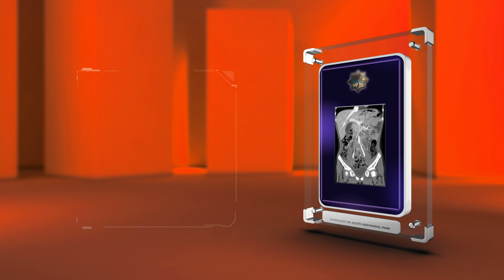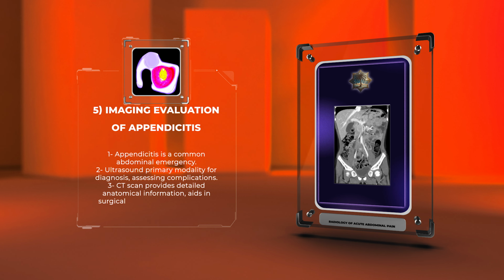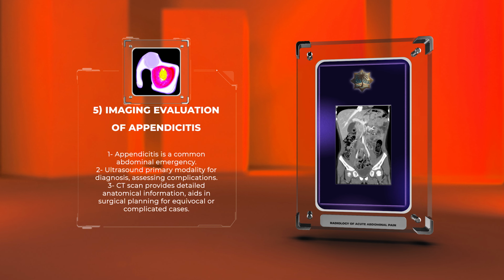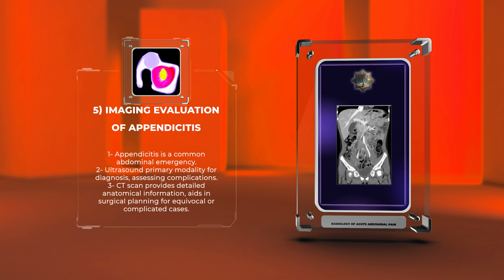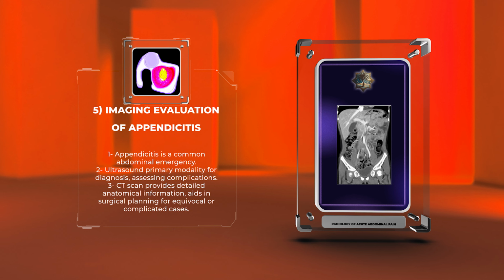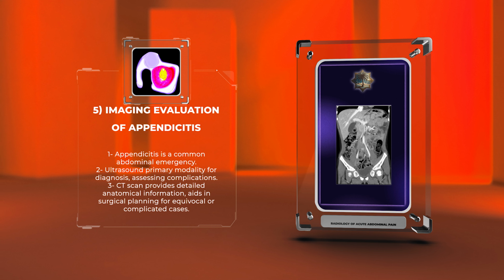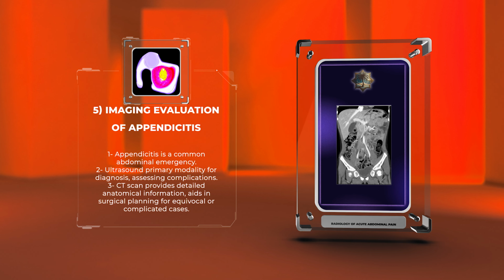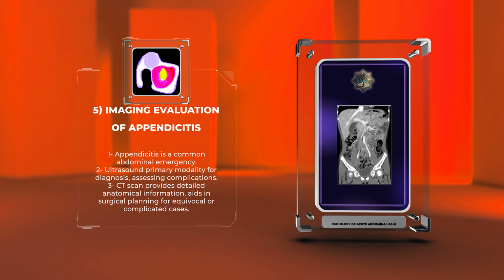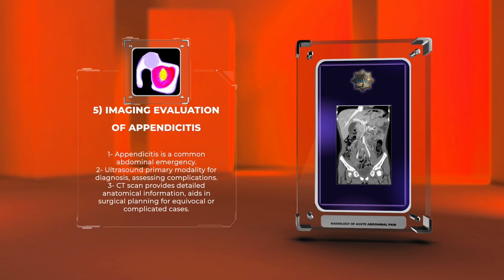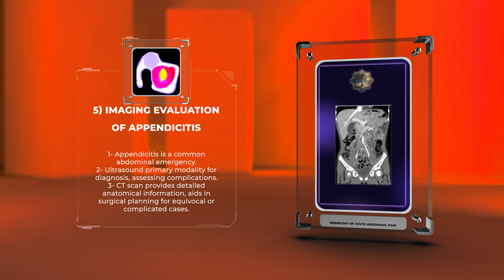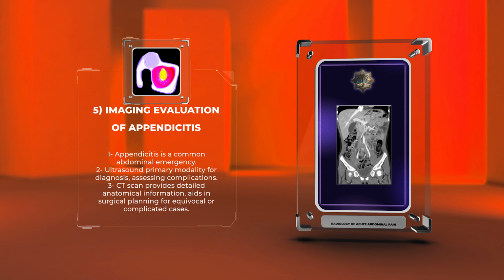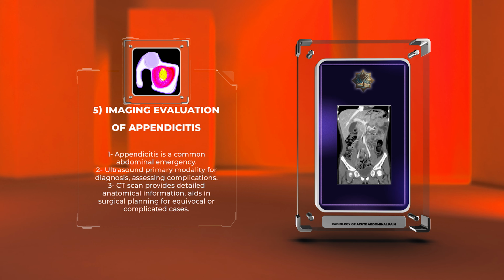Appendicitis is one of the most common abdominal emergencies, necessitating accurate and timely diagnosis. Imaging modalities assist in identifying the inflamed appendix and assessing potential complications, such as abscess formation or perforation. The primary imaging modality for suspected appendicitis is ultrasound. It provides a valuable tool for visualizing the appendix, assessing its diameter, detecting associated fluid collections, and ruling out alternative diagnoses. However, in cases of equivocal or complicated appendicitis, a CT scan is often performed to provide detailed anatomical information and aid in surgical planning.